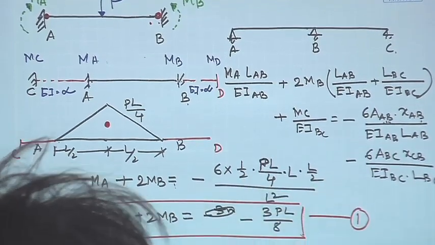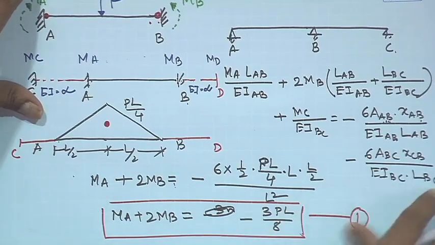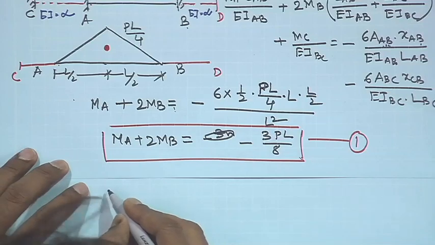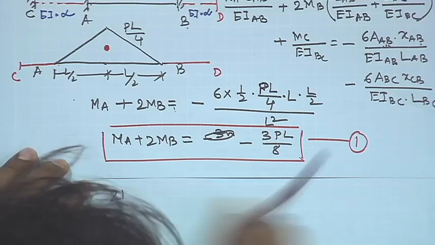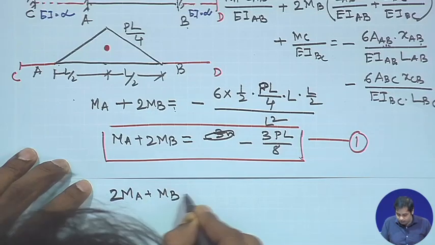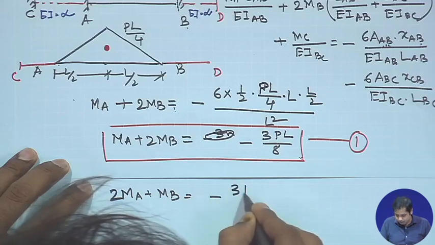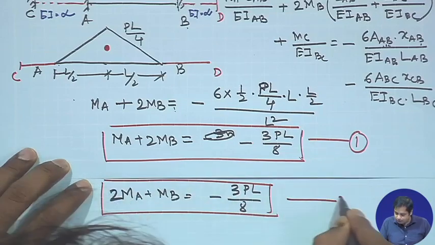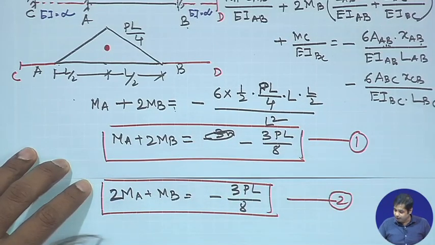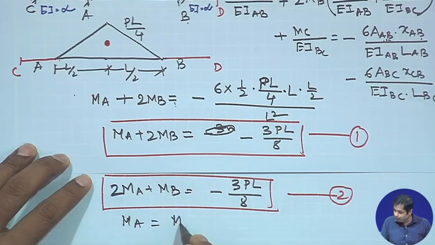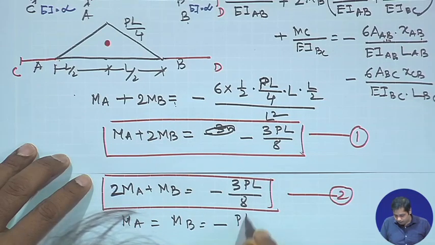Okay. Now, similar to this, we can have one more equation, and that is 2 M_A plus M_B is equal to minus 3PL/8. Now, if we solve these two equations, equation 1 and equation 2, then we get M_A is equal to M_B is equal to minus PL/8.